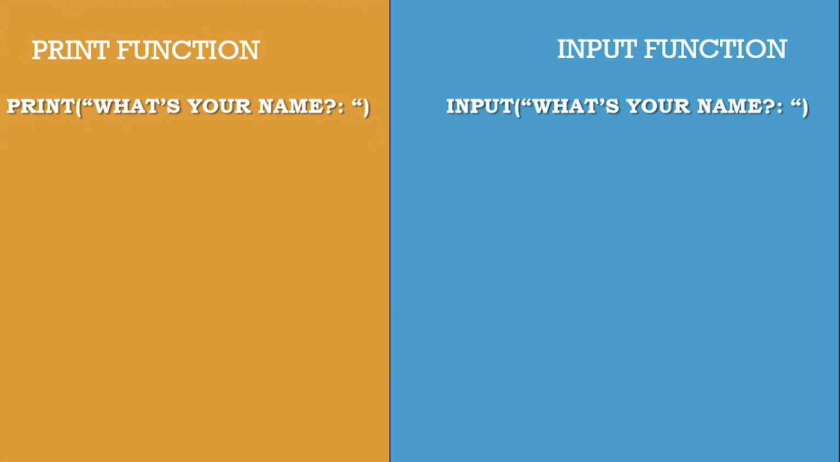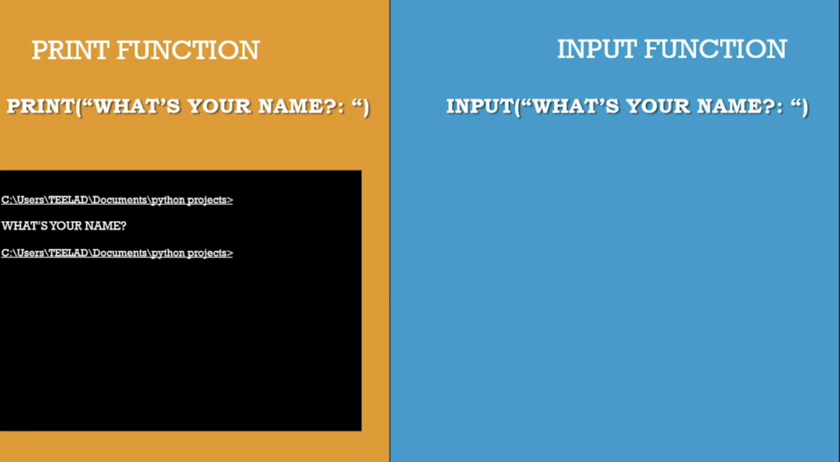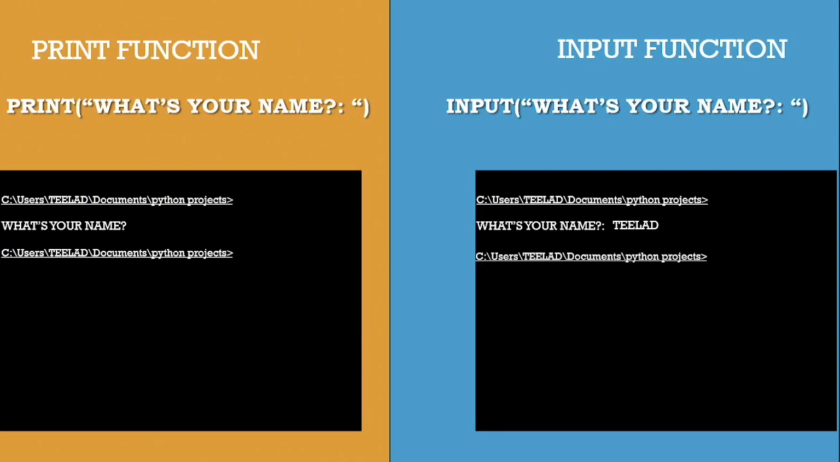Let's see this in action. We'll start with the print function. When you run it, the program starts and finishes without any break. However, with the input function, it behaves slightly differently. After displaying a message like "What's your name?", the code pauses and waits for the user to input their name. The code won't continue until the user enters their name and hits the enter button. For example, I'll input TLAD as my name and press enter. Immediately after that, the program closes.